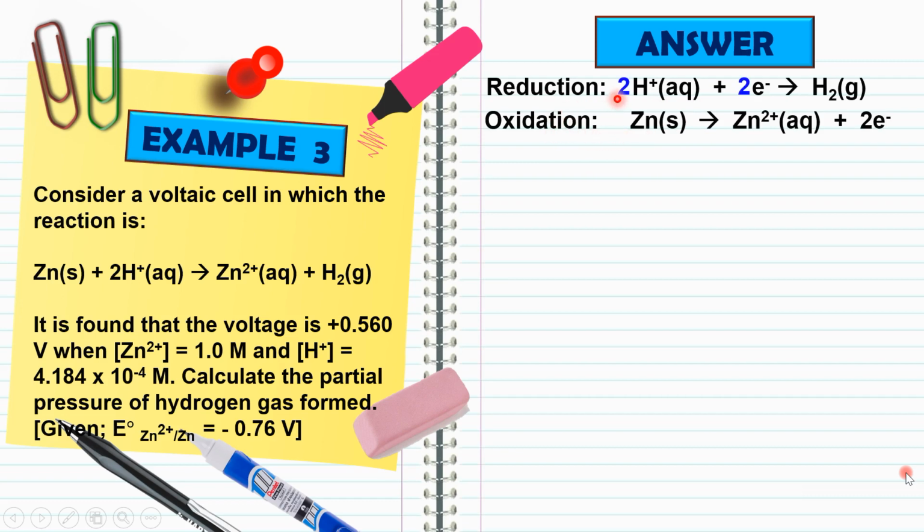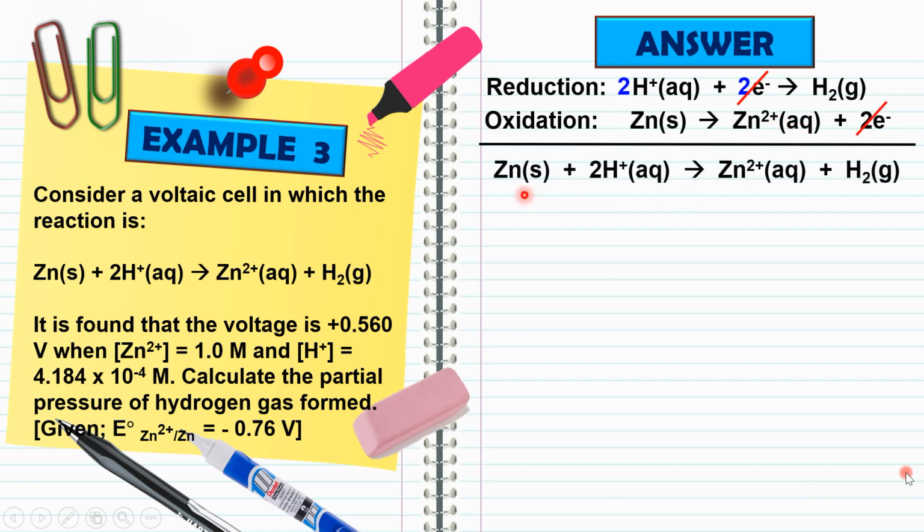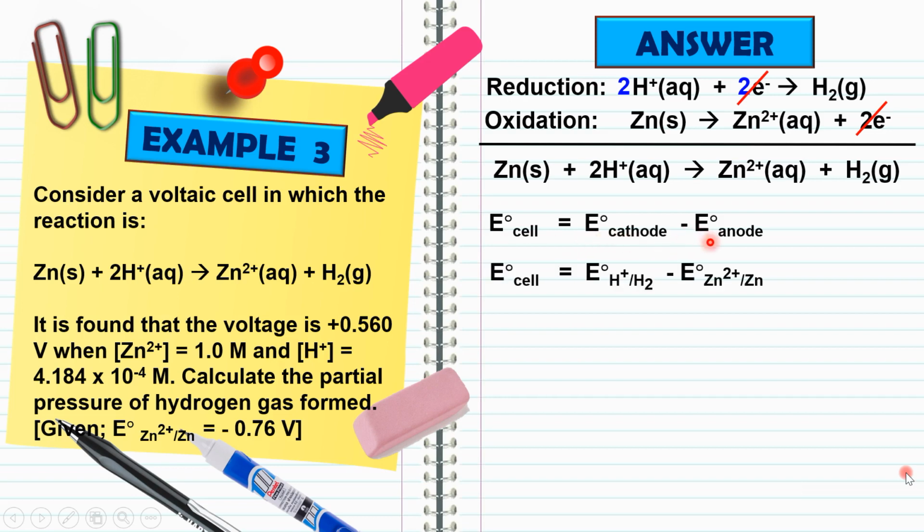Since the half cell reaction for reduction is not balanced, you have to balance it first. After that, you can cancel out the number of electrons and you will get this overall equation. The function of writing down the reduction and oxidation reactions here is so that you can notice the number of electrons transferred, which is n equals 2. And one more thing, you will know which one is the anode and which one is the cathode. Now you can calculate the E naught cell. E naught cell equals E naught cathode minus E naught anode.